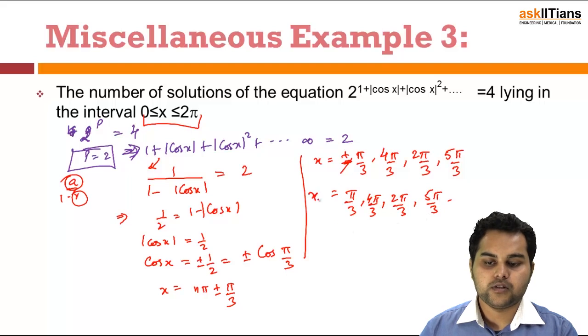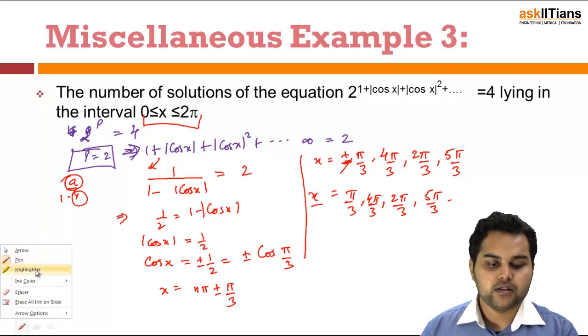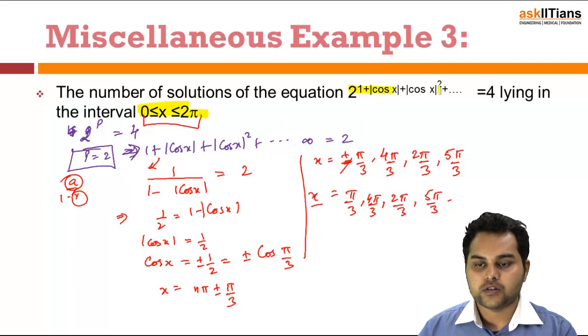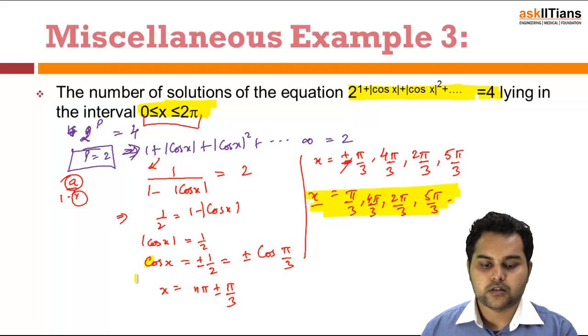So these are the values that lie between the region 0 and 2 pi and satisfy the equation that is given to me. This was the equation, the range was given to me, and the solution set is this. This being the general solution.